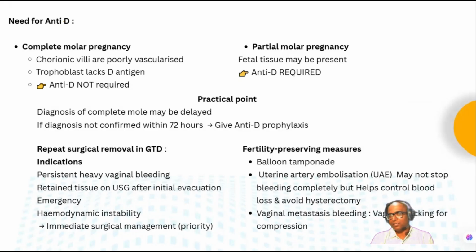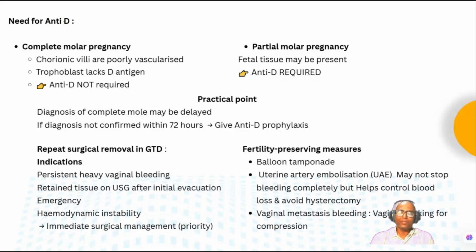So theoretically speaking, anti-D is not required because the trophoblast is lacking D antigen. This is what is theoretically happening. Okay. And in partial mole, there is fetal tissue, so the D antigen is present. So anti-D is required. Okay. So this is the theoretical situation in complete as well as partial mole.